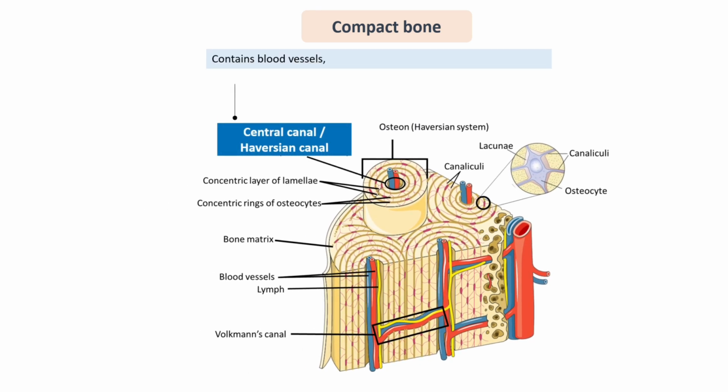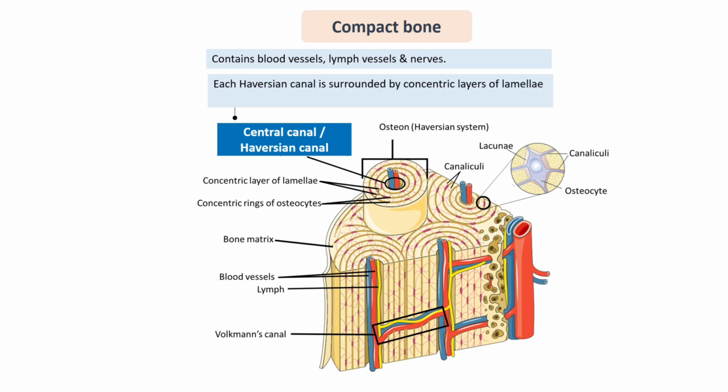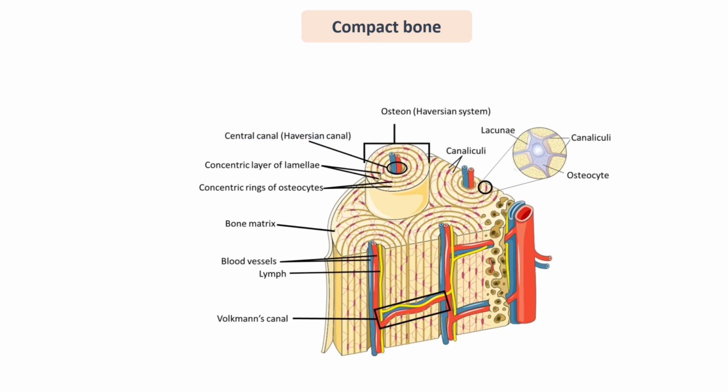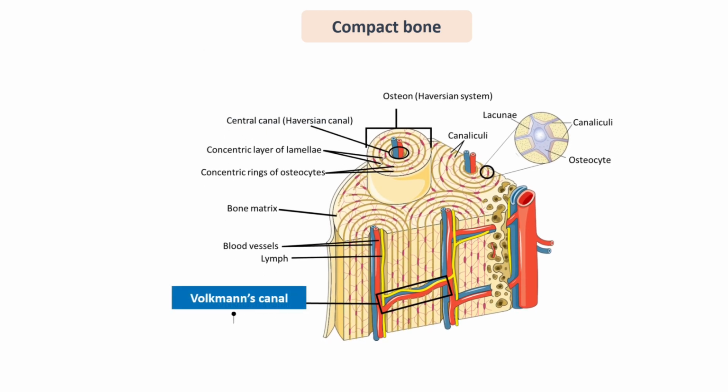Haversian canal contains blood vessels, lymph vessels, and nerves. Each Haversian canal is surrounded by concentric layers of lamellae and concentric rings of osteocytes. Volkmann's canals interconnect the Haversian canals with other Haversian canals, meaning all Haversian canals of compact bone are linked together.